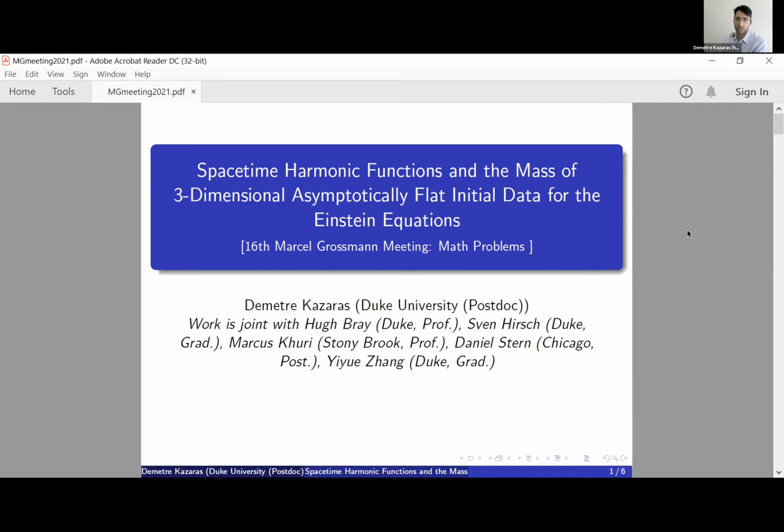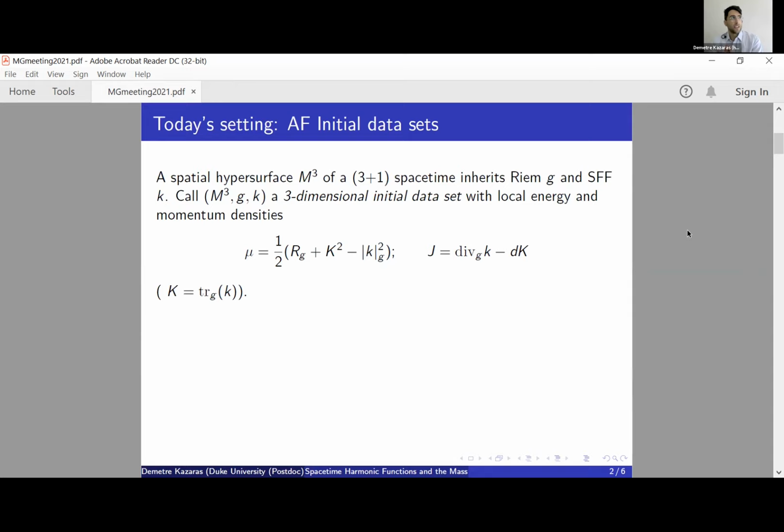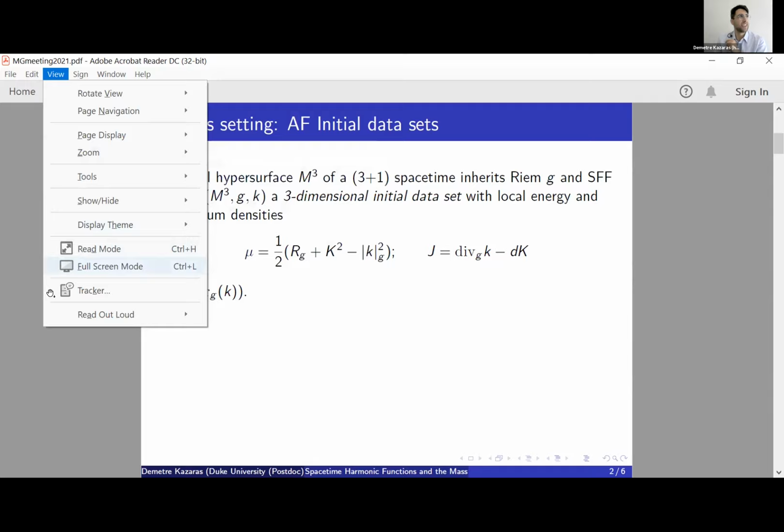Okay, so just to fix this. Can you make that full screen? Or is it already full screen on your side? It is somewhat full screen. Let's see. I think I can make it actually full screen. Is that? Yeah, okay, thank you.